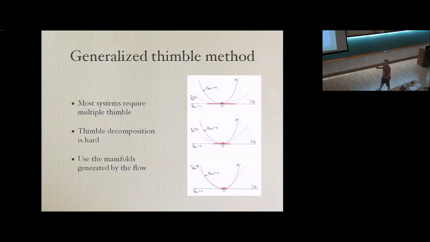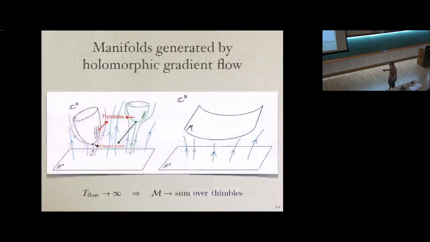So now let me go and introduce the generalized thimble method. Most systems require multiple thimbles, and to even figure out analytically the thimble decomposition is a very difficult problem, and to sample it is also very difficult, but it turns out that the method that we actually invented to do a single thimble can be viewed differently, and you can set it up as a method to sample multiple thimbles at once, and even do the thimble decomposition automatically.